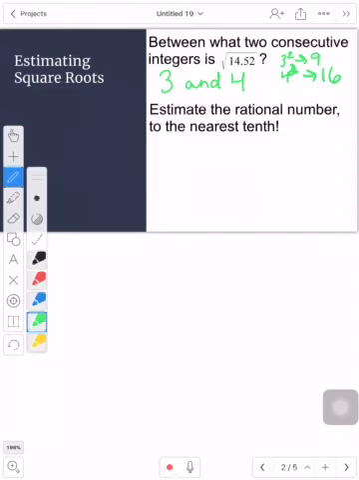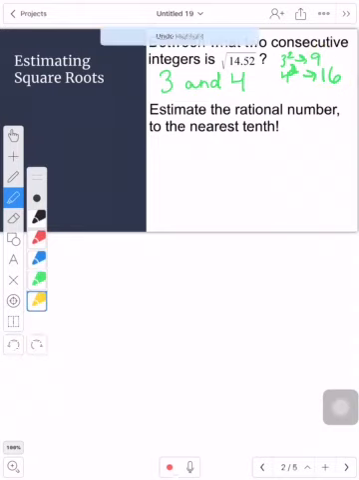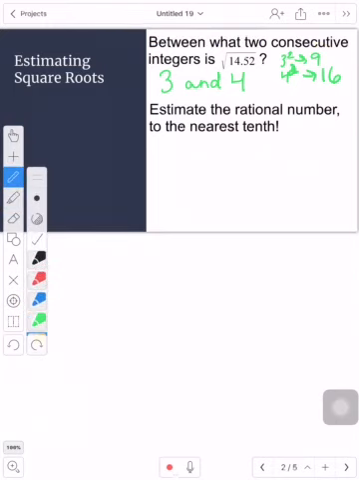Now, one thing I want to point out is sometimes people get confused and they start saying it's between 9 and 16. That's not what we're asking about. We're asking to figure out where this answer lies. So 3 point something times 3 point something would get me close to the 14 and 52 hundredths number. So the answer to the square root of 14 and 52 hundredths is irrational, but it's somewhere between 3 and 4.